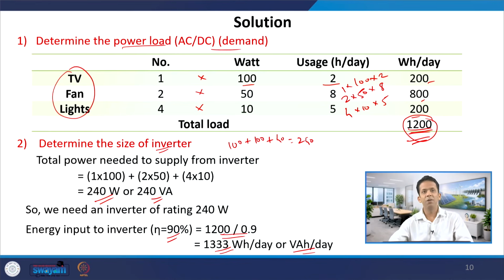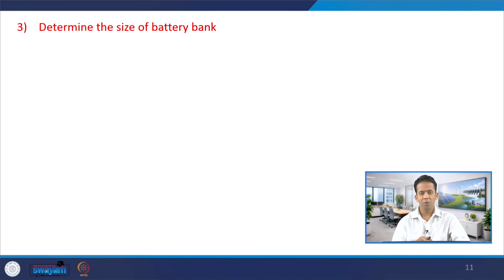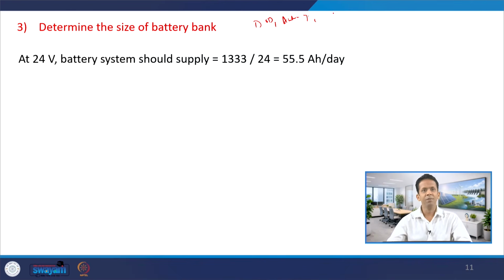Now, third step is determining the size of battery bank. In battery bank, there are a lot of things coming. In addition to efficiency, there is depth of discharge, autonomy, and the configuration, right? So the given voltage for the system in numerical was 24 volt. So it is the battery system which should supply the energy given by the inverter at this voltage. So battery should supply 1333 by 24, that is 55 ampere hour per day. That is the need from the battery.